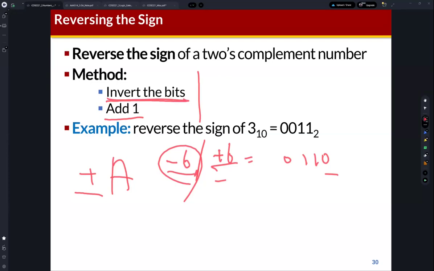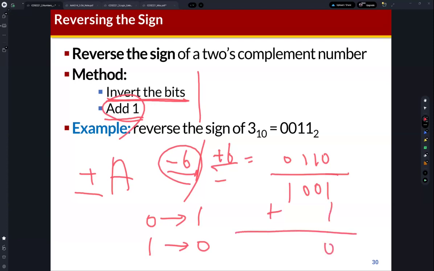Firstly, invert the bits. What is the inversion? 0 becomes 1, or 1 becomes 0. This is called inversion. So if we invert all bits of 0110, then it becomes 1001. Then add 1, and it becomes 1010. So it is equivalent to -6.